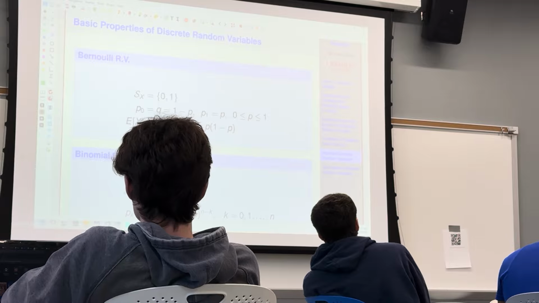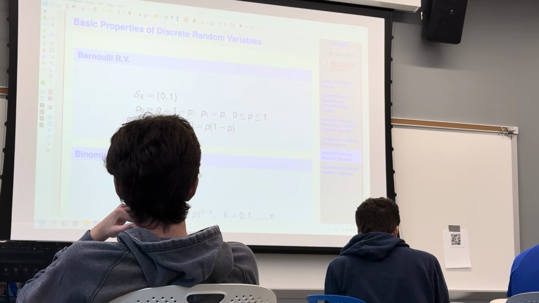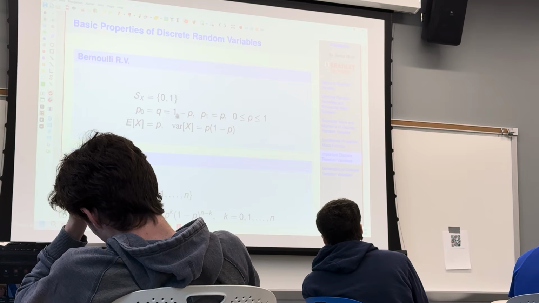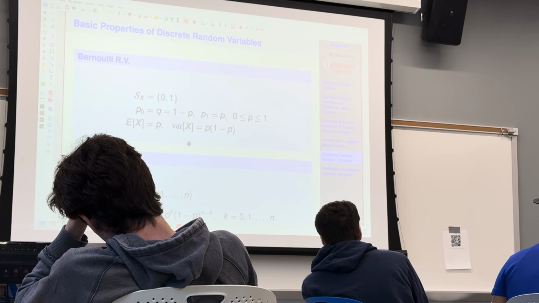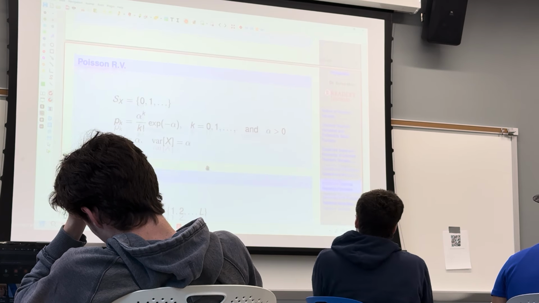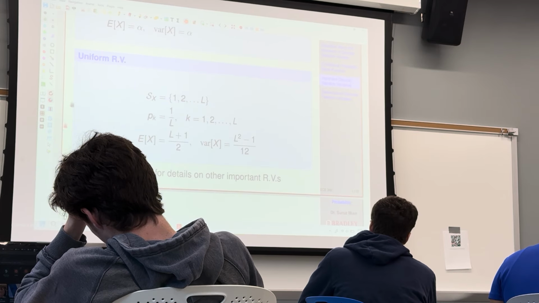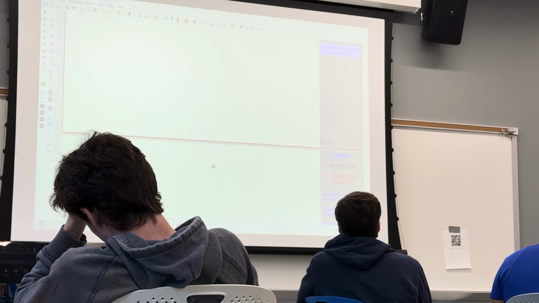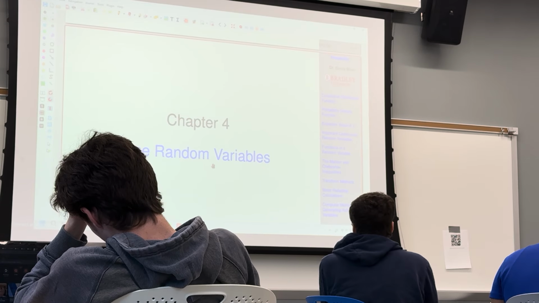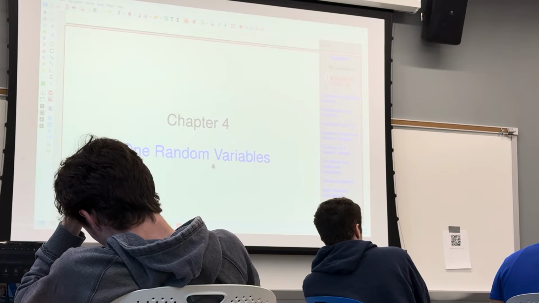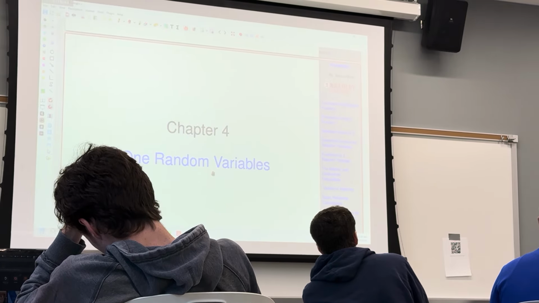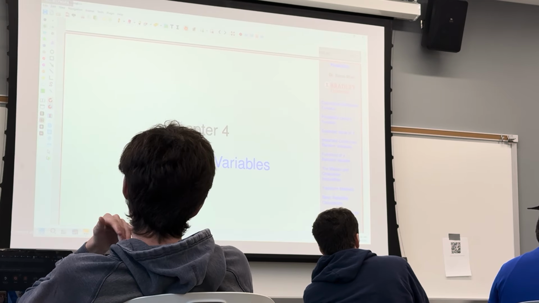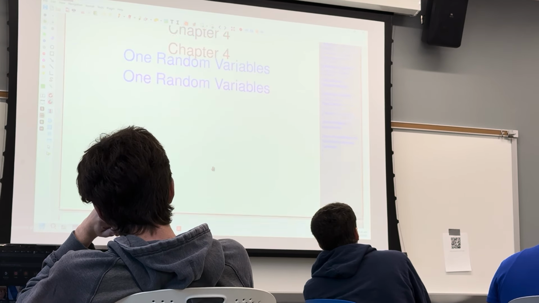In your formula sheet, you may want to write down the binomial random variable mean and variance, the Poisson random variable mean and variance, and the uniform random variable mean and variance. And then we move on to chapter 4. As we are moving on to different chapters, I will be emphasizing more and more important topics. Less emphasis will be given to initial chapters, more emphasis to later chapters of the module.